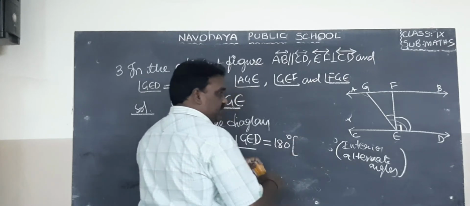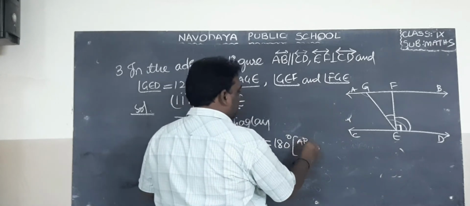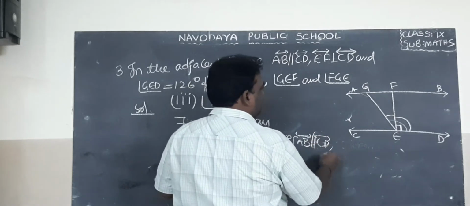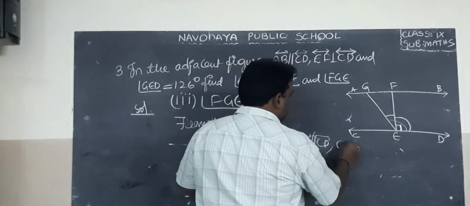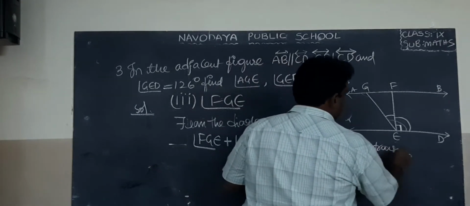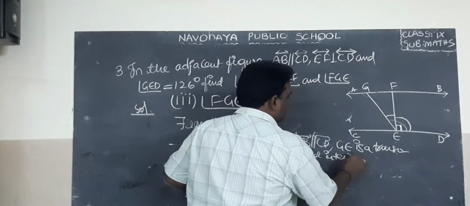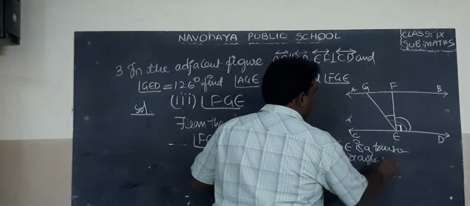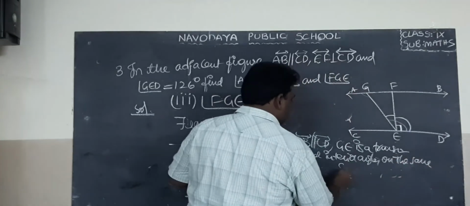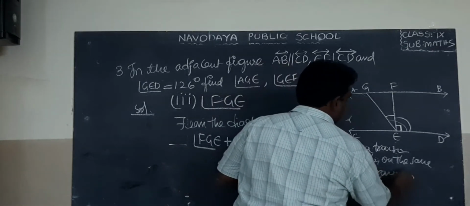Since, write the reason. Why it is 180? Because AB parallel to CD, GE is a transversal and interior angles on the same side of the transversal. So it is 180.